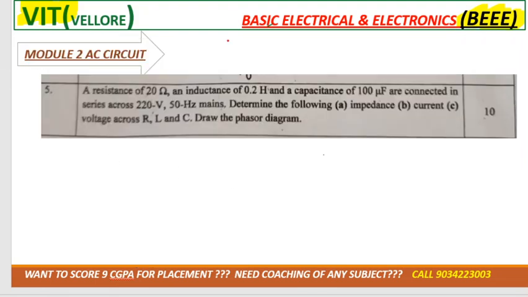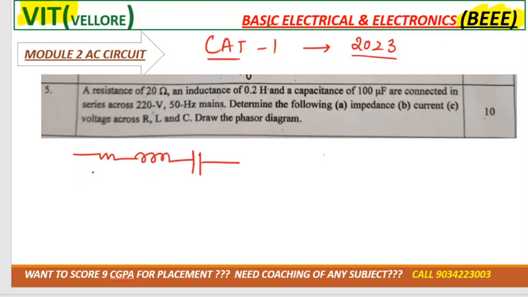Now the next question is also from your CAT 1 exam from 2020. Read the question on your own first and then tell me how we can solve. In this question, from 2023, a resistor of 20 ohm, an inductance and a capacitance are connected in series across 220 volt, 50 hertz.